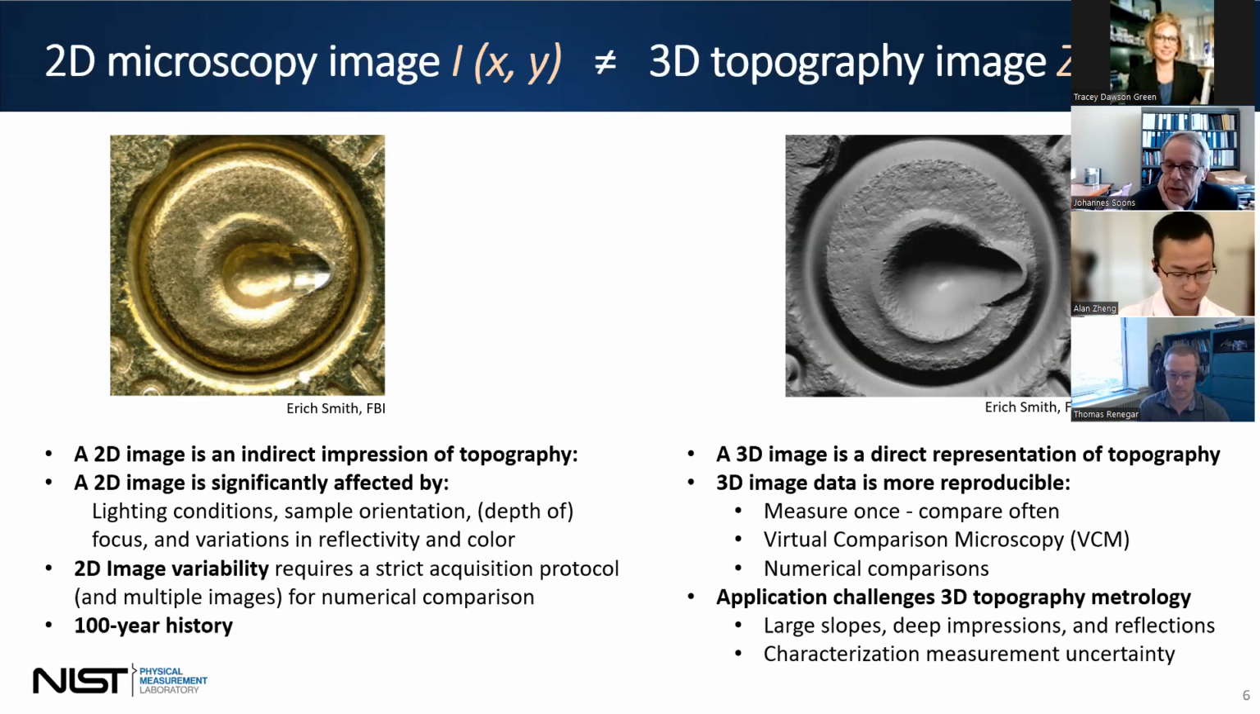But there are some challenges in the application of 3D microscopy. Forensic samples are very difficult to measure. They have large slopes, deep impressions, and reflections. And furthermore, we need to put a system in place to ensure the quality of the data that is obtained.